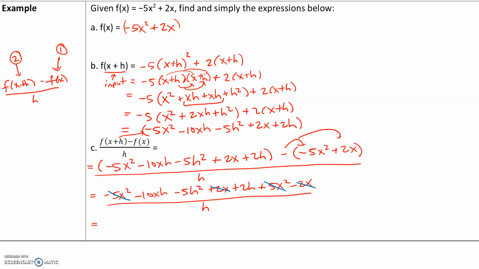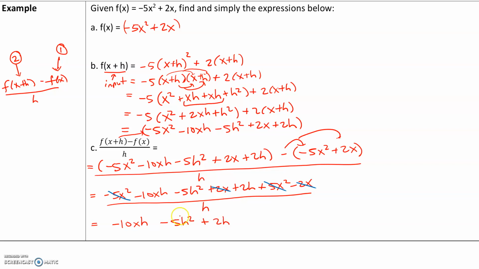Here's how you know that you did it correctly. You know you did it correctly when only the h's are left and everything else is going to add to 0. Okay, so if I look at the terms that are left over, it's a negative 10xh minus 5h squared plus 2h. So I know I'm doing it correctly because only the h's are left. So we have a negative 10xh minus 5h squared plus 2h.